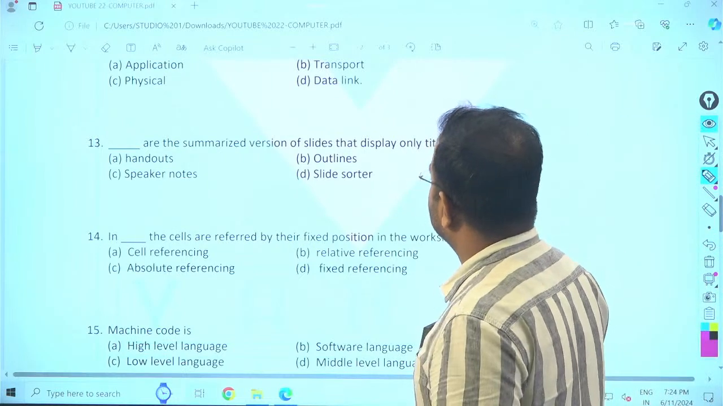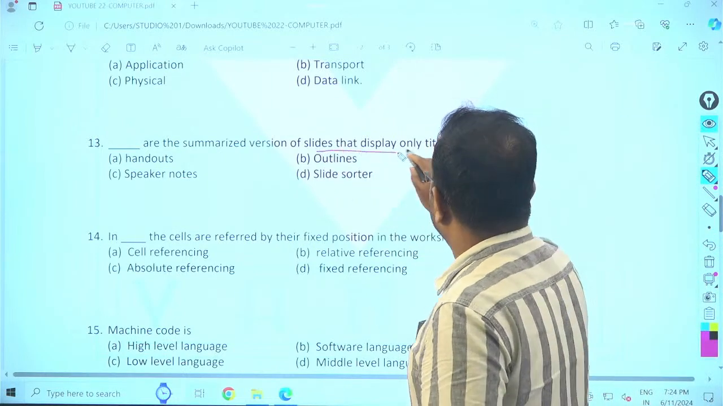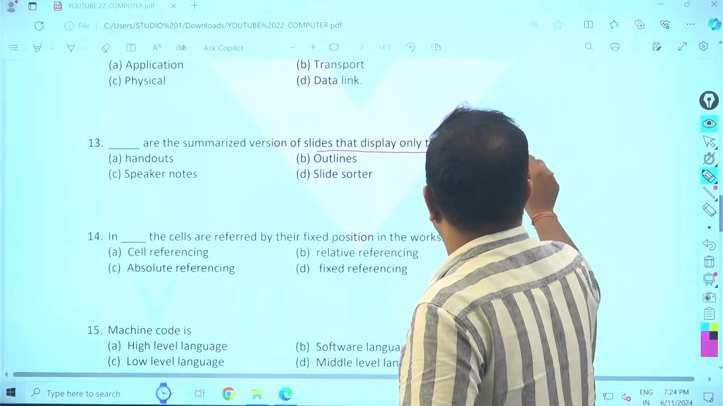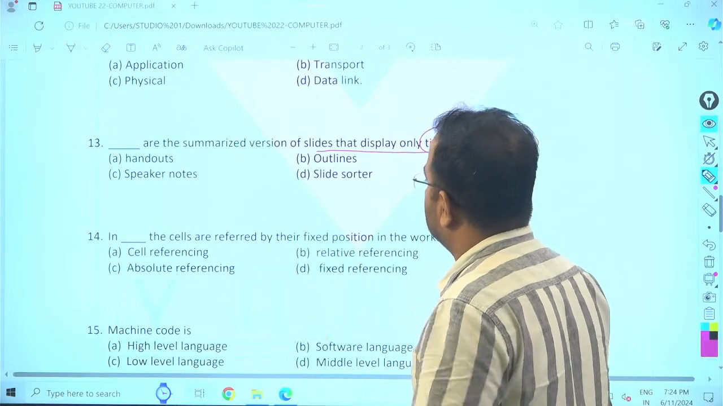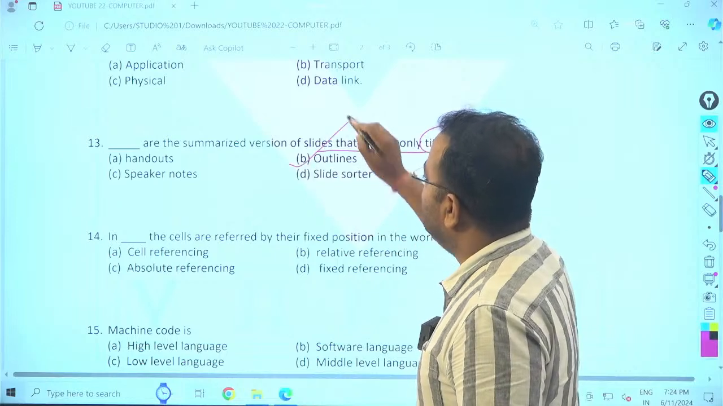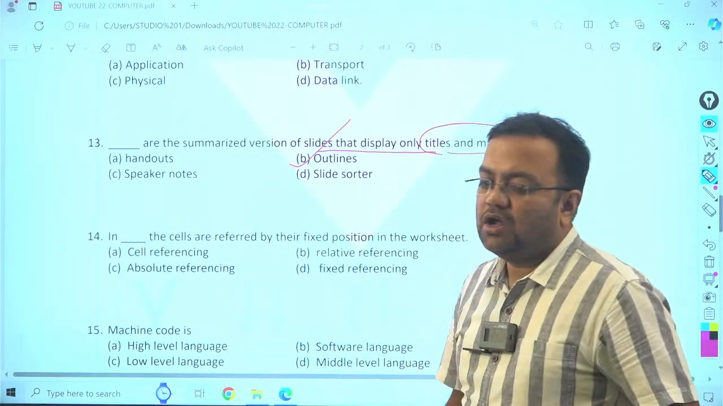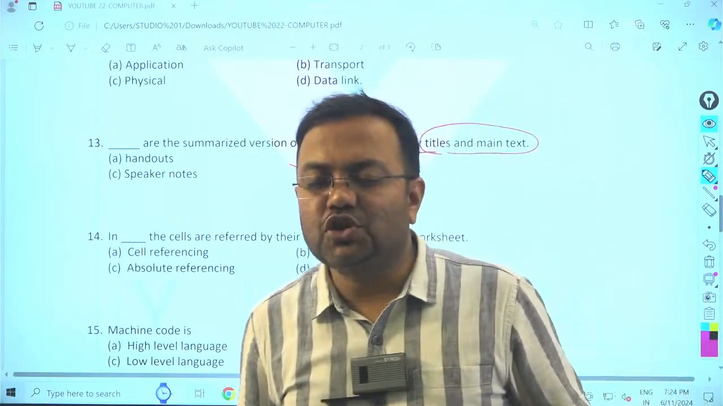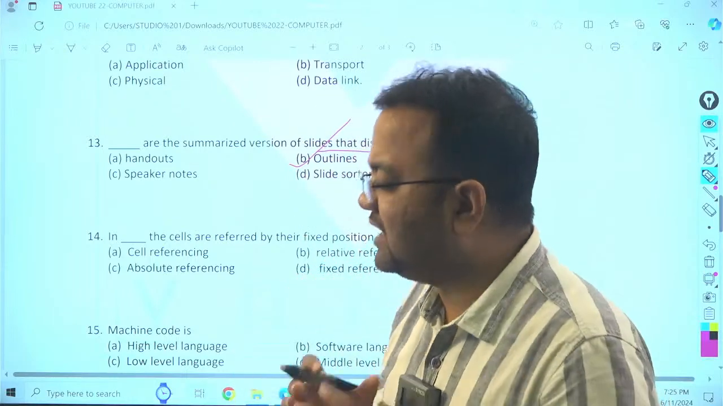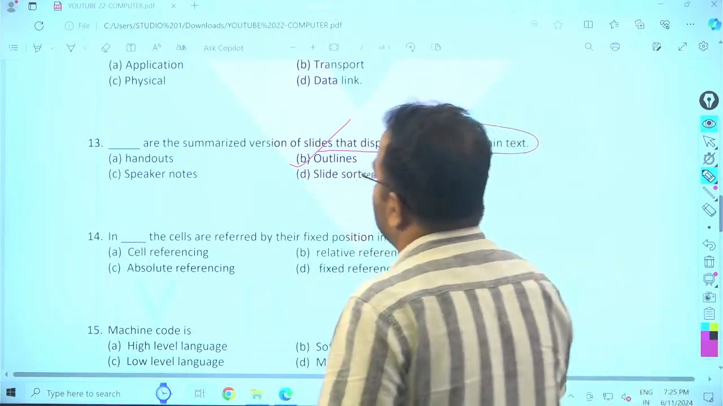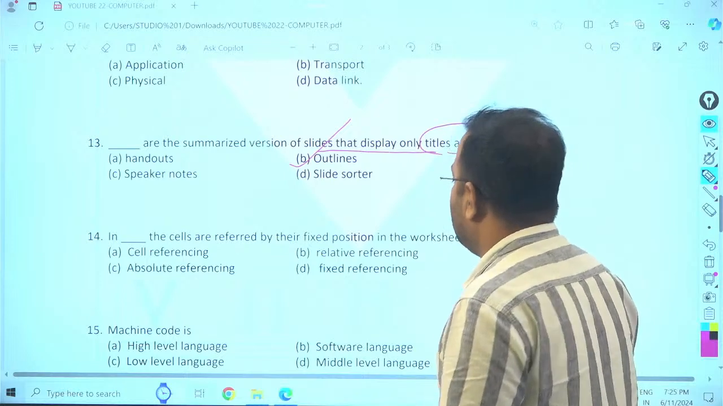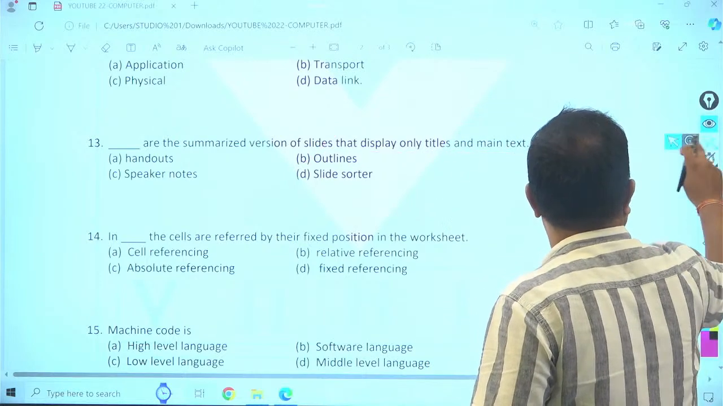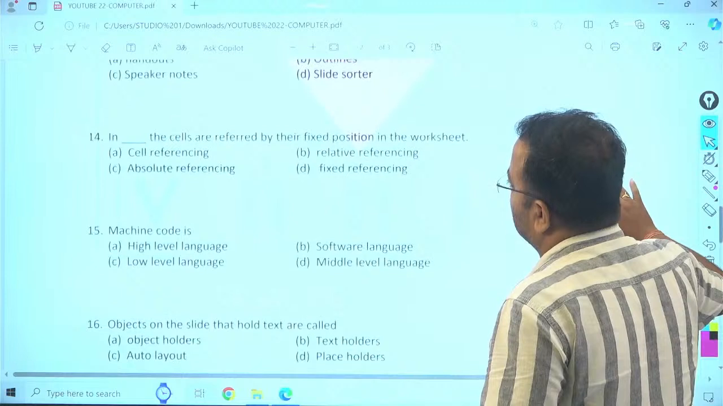Dash are the summarized version of slides that display only title and main text. The summarized version, this is outline. So in MS PowerPoint, we can keep the outline as a summarized version of your description. So this is known as outline. So question number 13, answer is B. Then goes to question number 14.